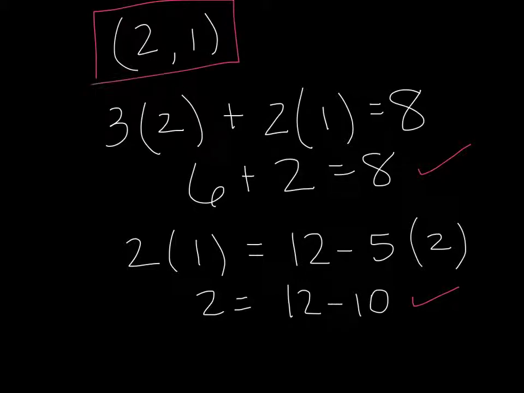So 2, 1 is the solution to our system. That is where the lines will intersect. Another way of saying that is 2, 1 satisfies both equations.